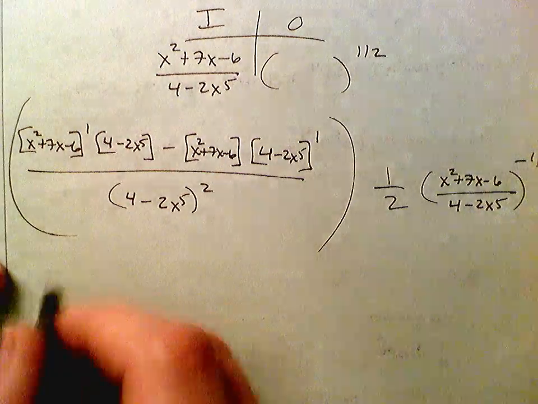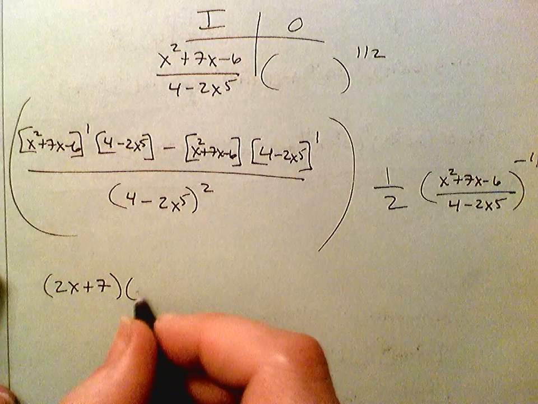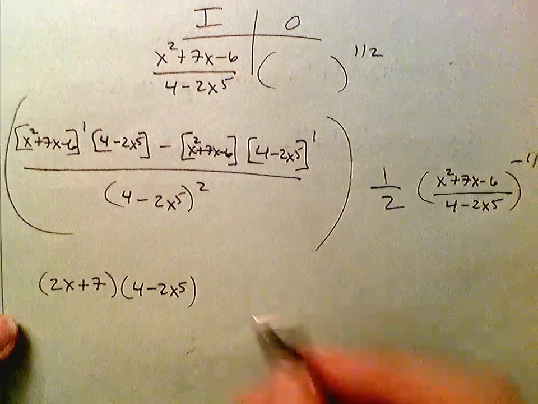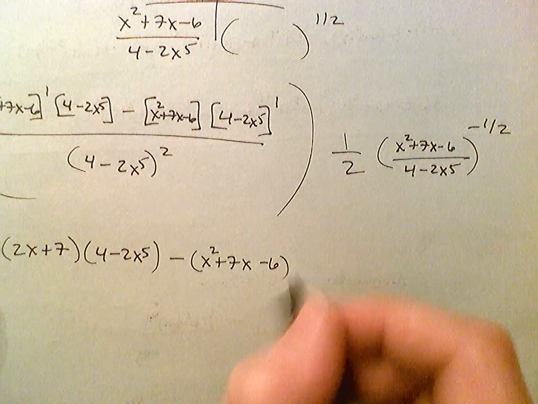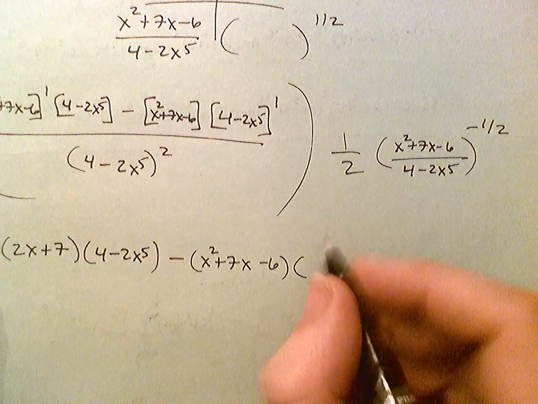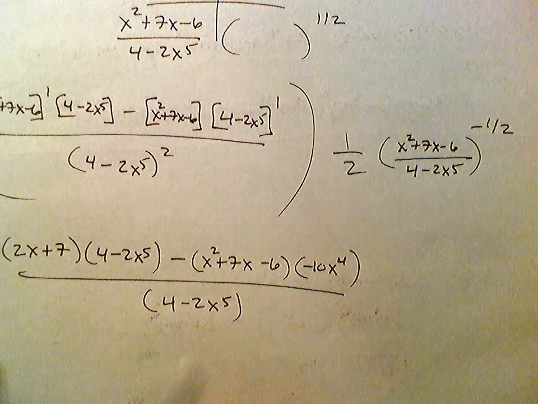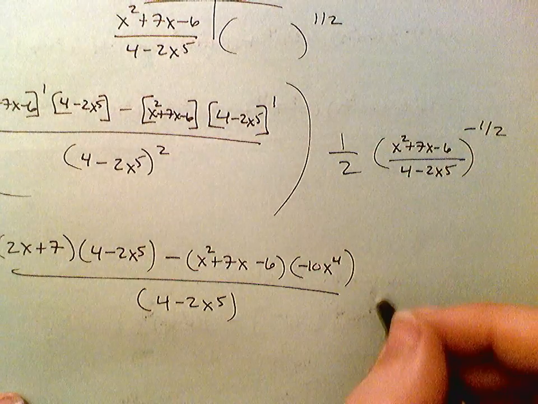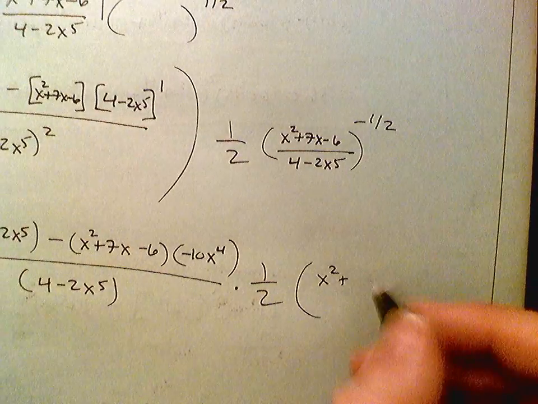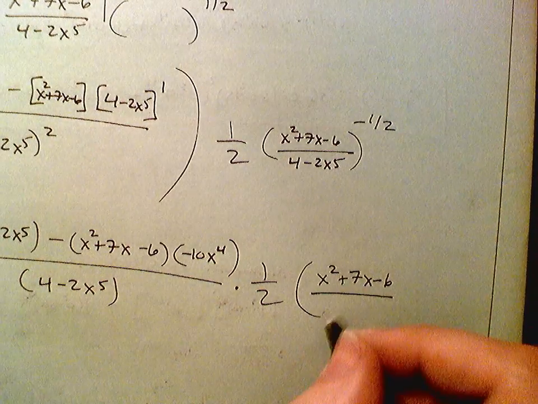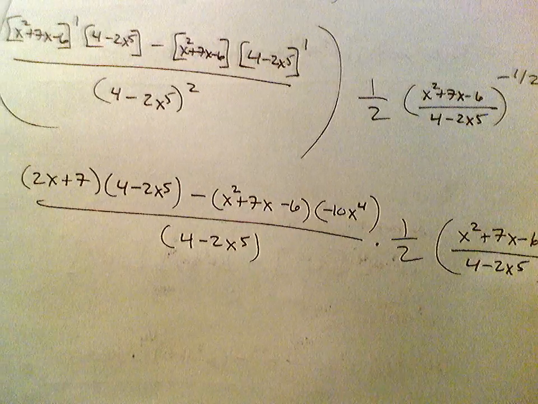Okay, so the derivative of this one, I've got 2x, and go ahead of me, guys, if you've got this. 2x plus 7, and then 4 minus 2x to the fifth, minus, just bringing that one down, x to the second plus 7x minus 6, taking the derivative of that, negative 10x to the fourth, all over 4 minus 2x to the fifth, bringing all of this stuff down, times 1/2, and then x to the second plus 7x minus 6 over 4 minus 2x to the fifth, to the negative 1/2.